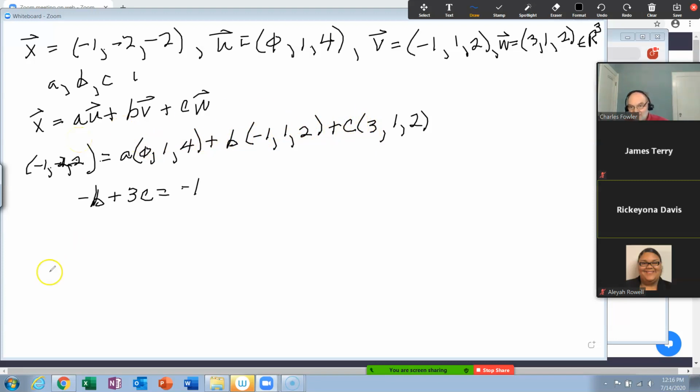Second line, second number there would be A plus B plus C is equal to minus 2. In other words, 1 times A plus 1 times B plus 1 times C is equal to minus 2. And the third equation would be 4A. Can you pick up and go from there?